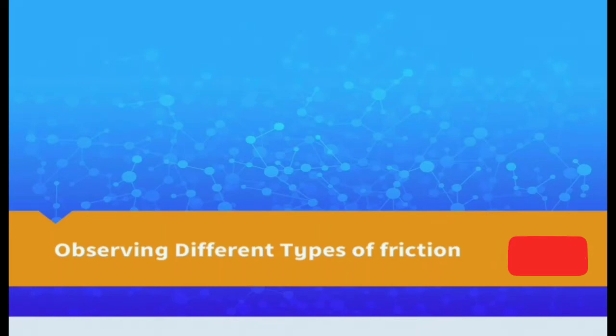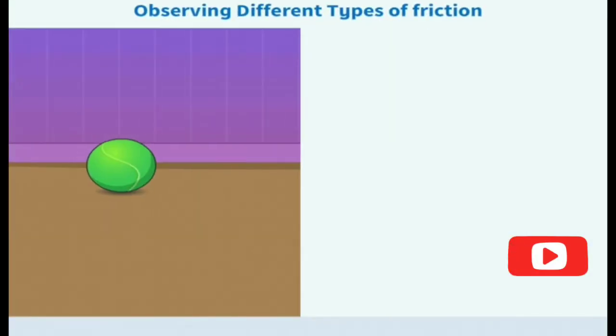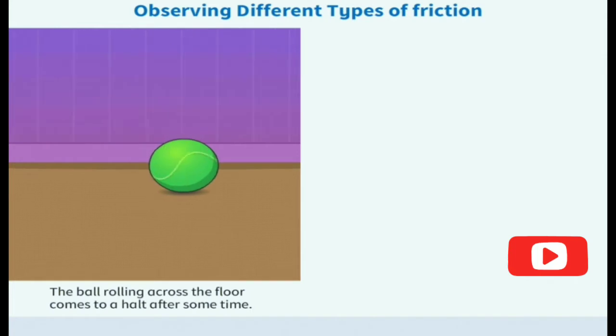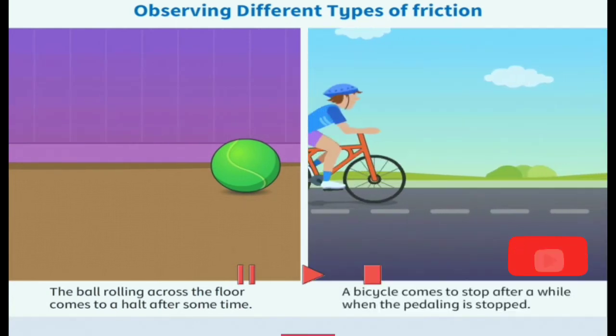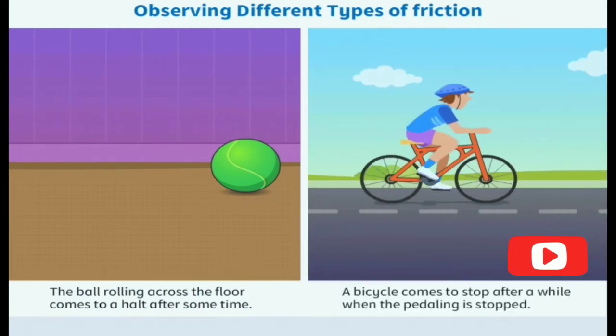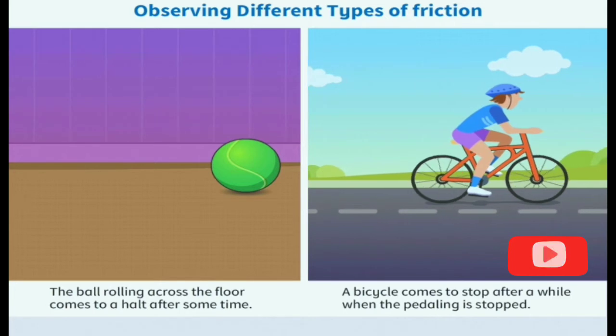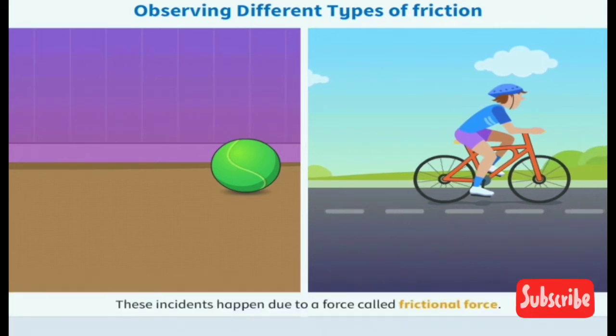Observing different types of friction. The ball rolling across the floor comes to a halt after some time. A bicycle comes to a stop after a while when the pedaling is stopped. These incidents happen due to a force called frictional force.